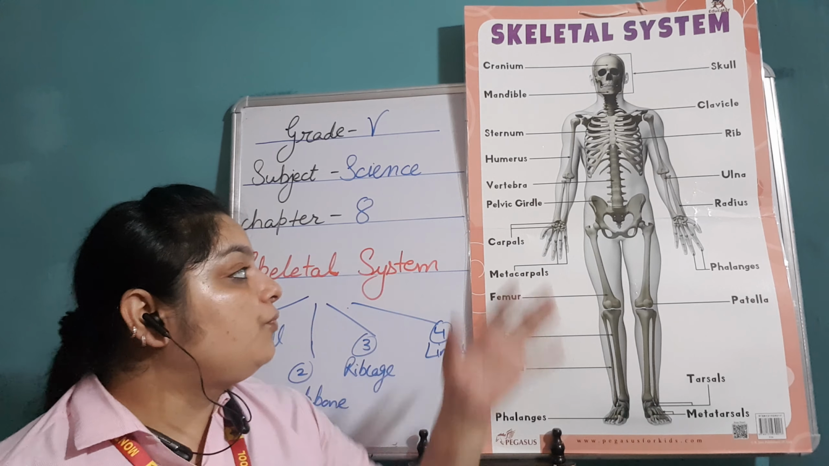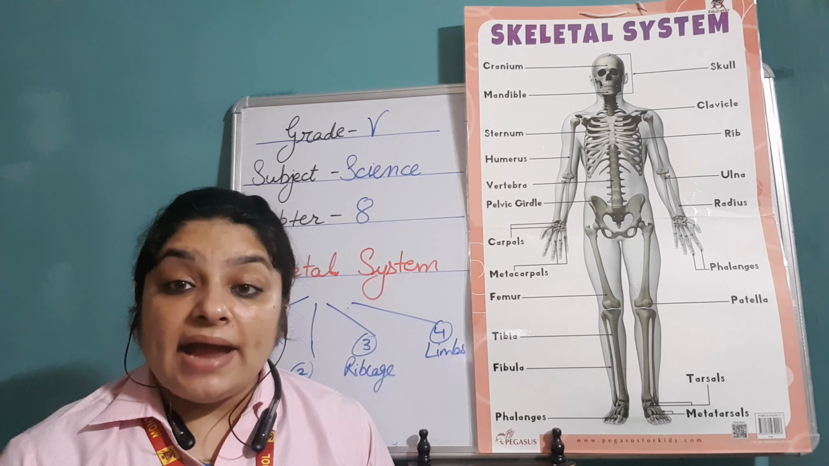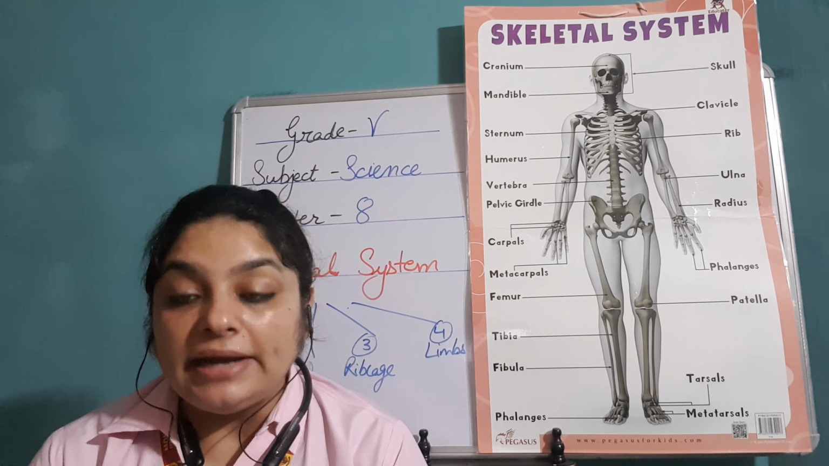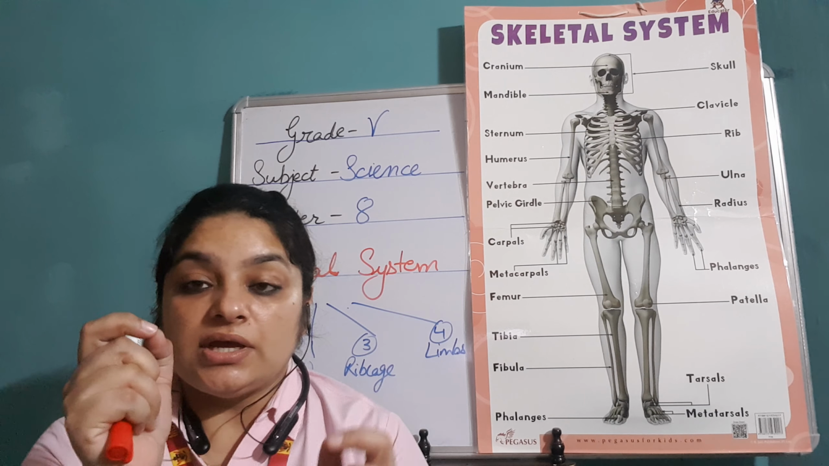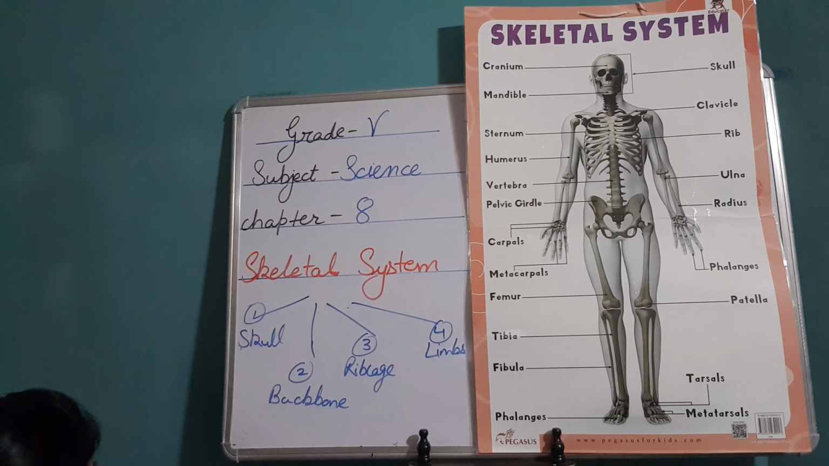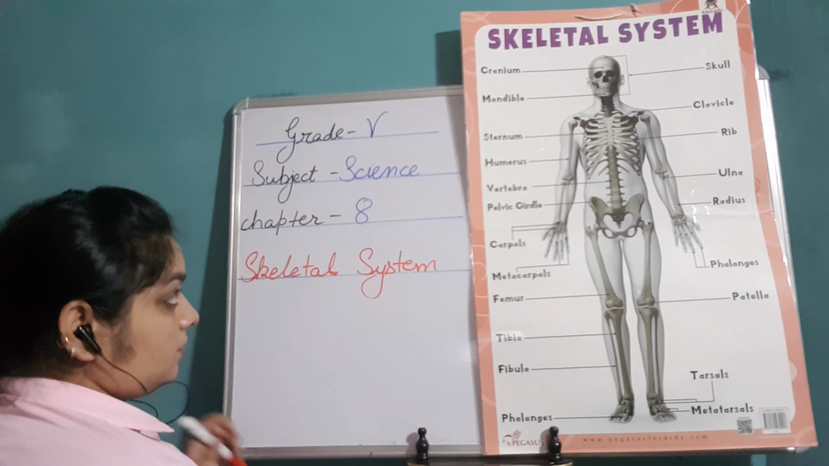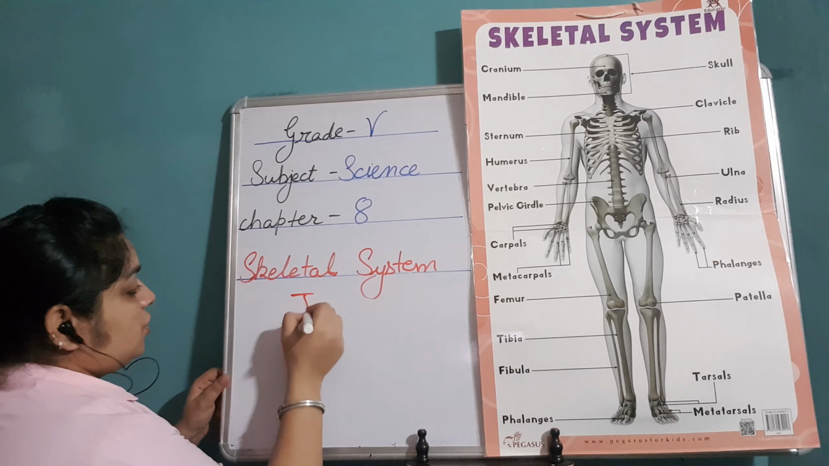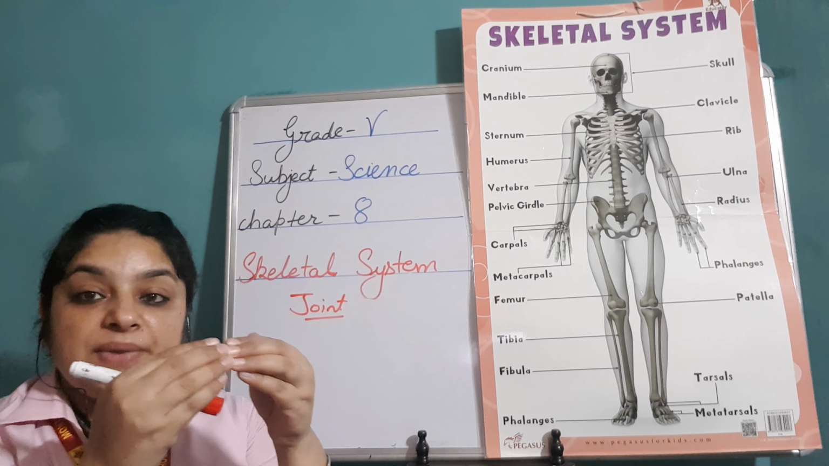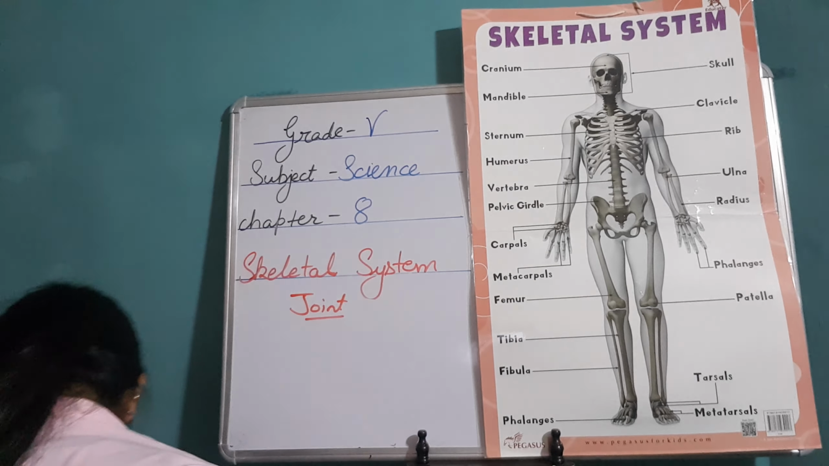After this, now we have this many bones, 206 bones, and one or two bones are connected to each other, right? So the place where these bones connect to each other is known as a joint. Now we'll study about the joint. So what is a joint? A joint is a place where two bones meet. That place is known as a joint. There are different types of joints.